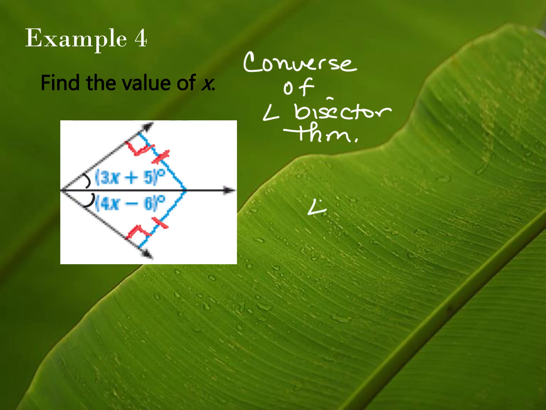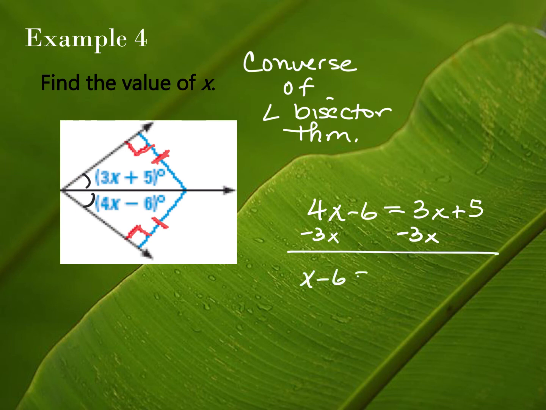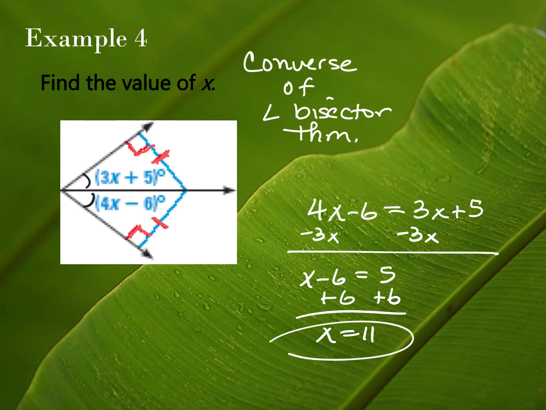So I can set 4x minus 6 equal to 3x plus 5. It doesn't matter how you write this; you could have written the 3x plus 5 first. I'm going to solve for x, so I'm going to subtract 3x from both sides. I get x minus 6 equals 5, add 6, and x equals 11. Now it did not ask me to find any lengths here. I don't have any letters here, so all it asked for was x, so I'm done. Try another one.